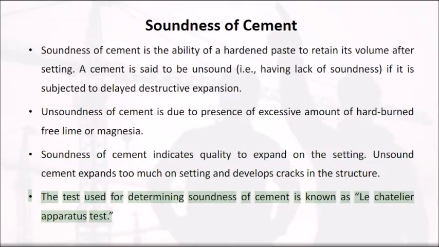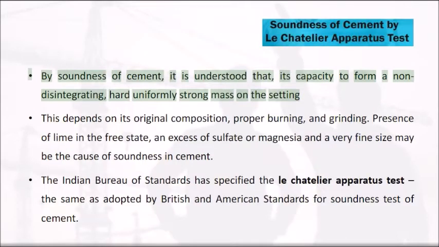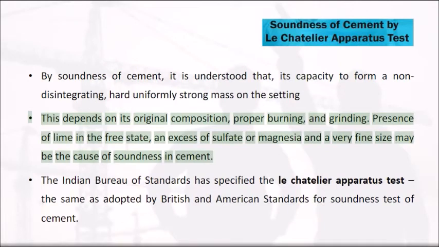The test used for determining soundness of cement is known as the Le Chatelier apparatus test. By soundness of cement, it is understood that its capacity to form a non-disintegrating, hard, uniformly strong mass on setting. This depends on its original composition, proper burning, and grinding. Presence of lime in the free state, an excess of sulfate or magnesia and a very fine size may be the cause of unsoundness in cement.